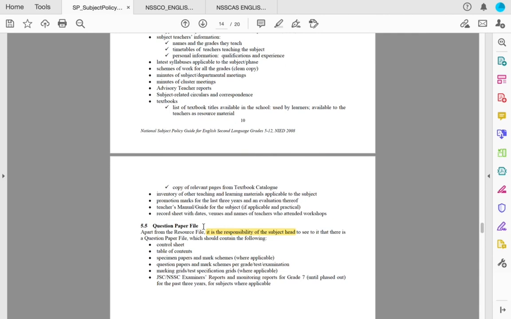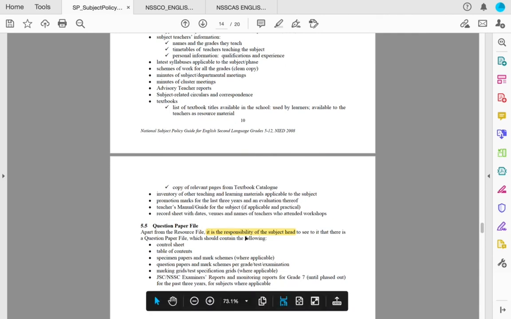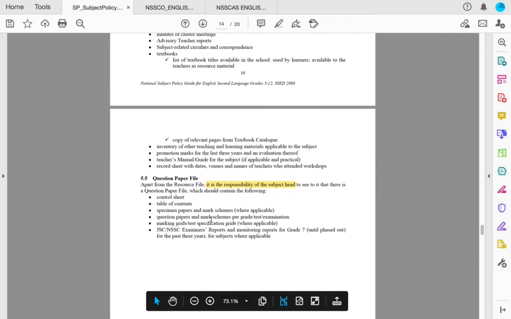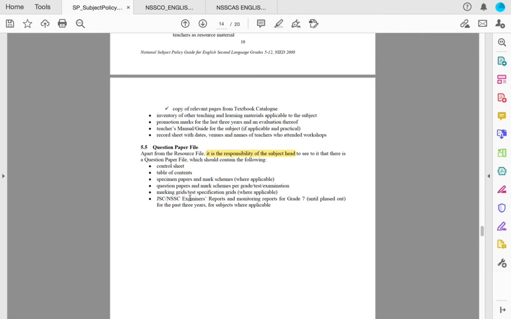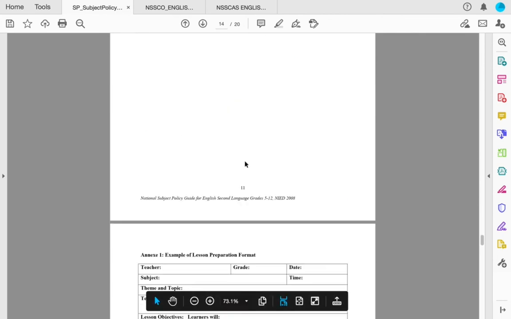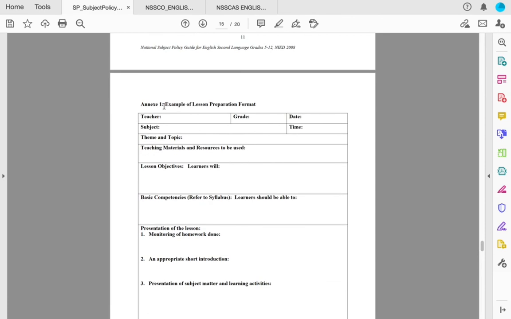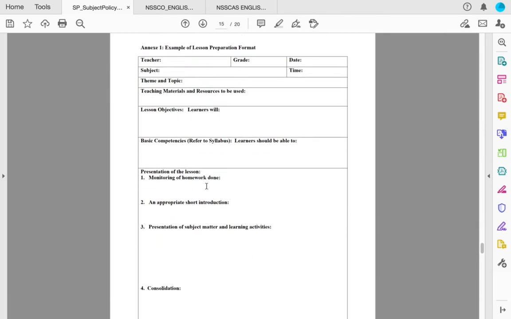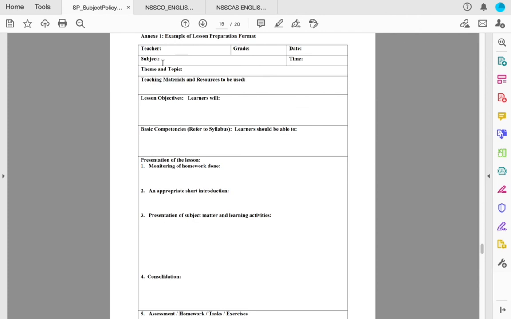And then we have the question paper file. Again, it's the responsibility of the subject teacher to compile it or have control over it, but anybody else who is teaching English can have access to the file. And then at the end, we have got the annex. So here's an example of the lesson format, a sample of how the lesson plan should look. We've got the names, dates, time, subject, and then materials that will be used, learning objective, competency, preparation of the lesson, so monitoring the homework.